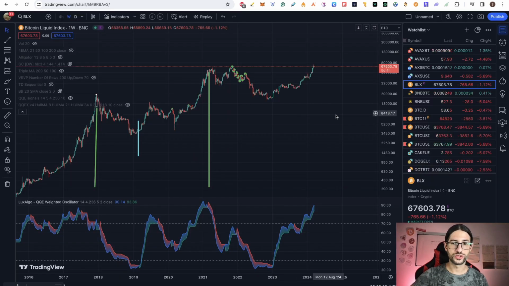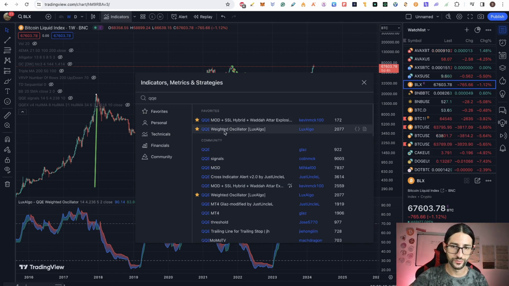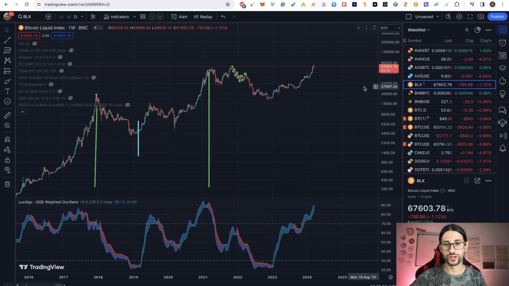So going into the charts, I am using the VLX because I have the history of all Bitcoin here. Right now the price of Bitcoin is at $63,000, not 67, but I am checking the VLX for this. So down here you can see I already added the LuxAlgo indicator. If you want it, after you add it into favorites, you're going to see it here. So basically you just need to search for it here. And this is the one that you want, the QQE weighted oscillator from LuxAlgo. At least that is the one that I use most.